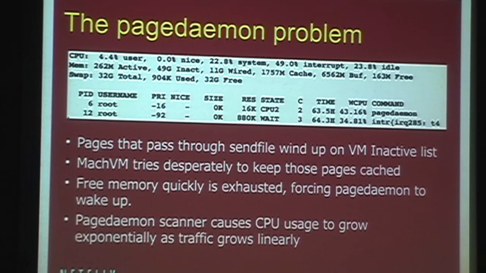We're doing gigabits of traffic per second. We're doing it all through VM caching. We're reading data off the disk, putting it into VM cache, then coming back around with sendfile, and pulling it out of the VM cache and sending it down to the network. That's really a very degenerate case for the Mach VM in FreeBSD.